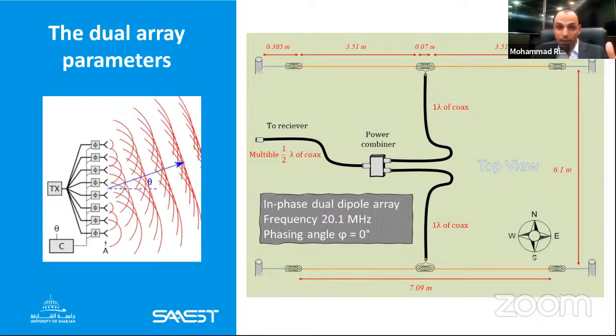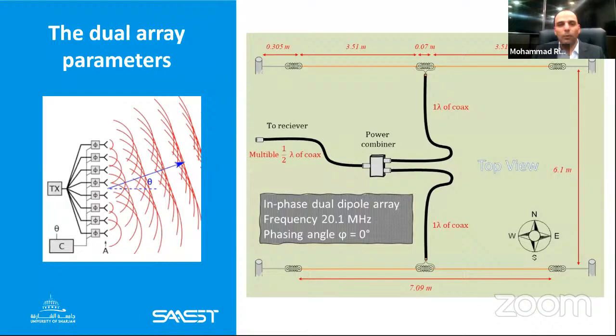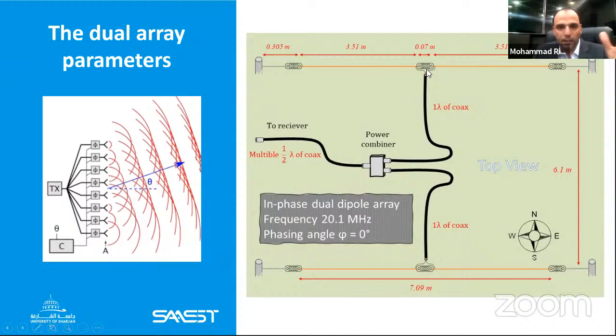That means the wavelength should be double this value. So we are working on 14 point something wavelength. So this is what we mean by the half wave dipole. This dipole is connected with the coax cable, 75 ohms, and the other one, this is the south, this is the north one, connected with the coax cable, one lambda coax cable. Both of these cables are combined with each other to give us one output.